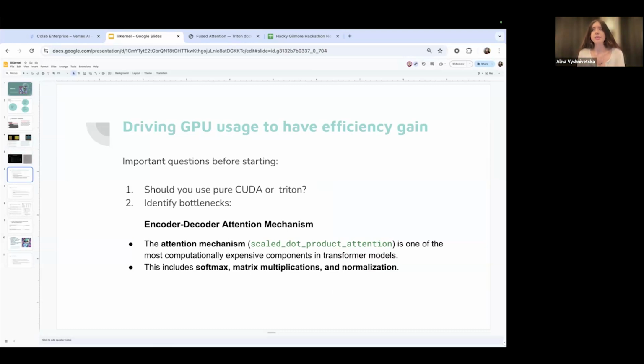It sounds like a fun idea, maybe for education, to write a little kernel for a transformer, to understand how everything works. But what we need for our customers is efficiency. What is more efficient is to think about the bottlenecks of the transformer architecture and apply Triton kernels where these bottlenecks are actually located.